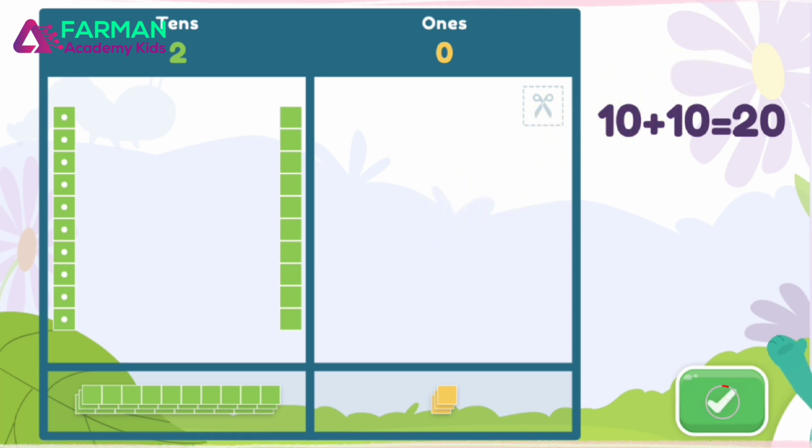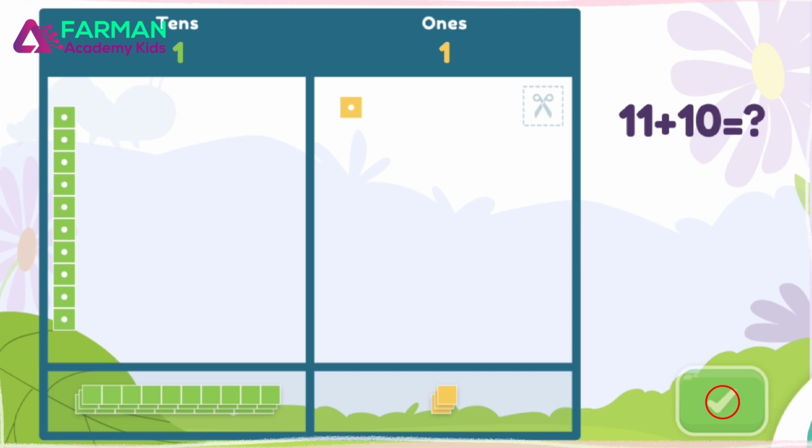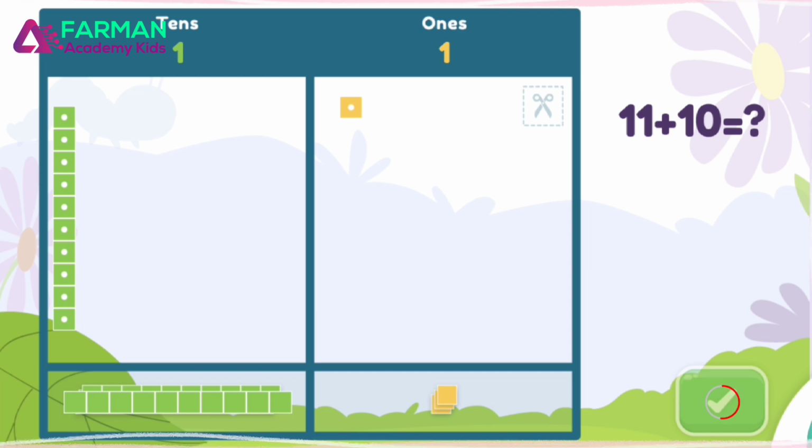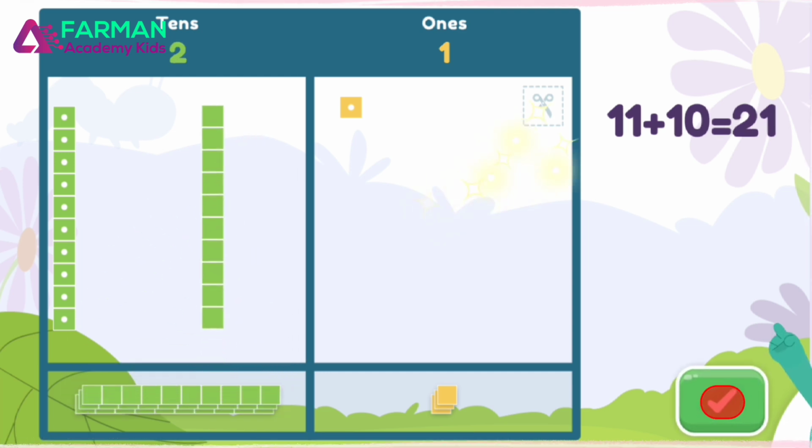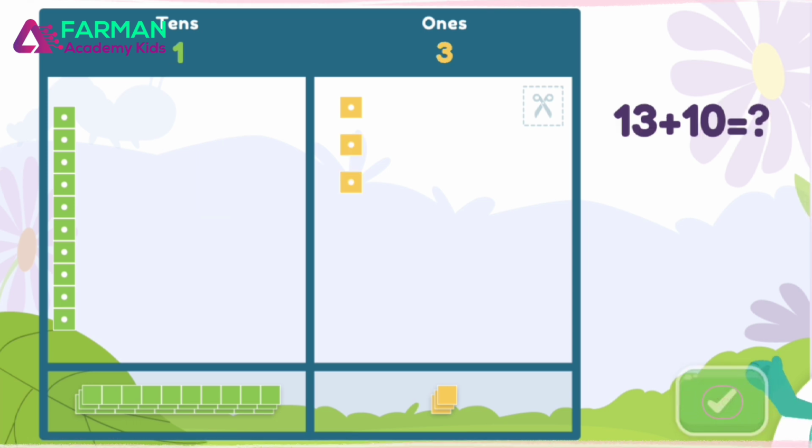Yay! There are 2 rods. That equals 20. There is 11 in the frame. Add one rod to add 10 more. Great! There are 2 rods and 1 block. That equals 21. Use the rods and blocks to solve the equation. 13 plus 10.